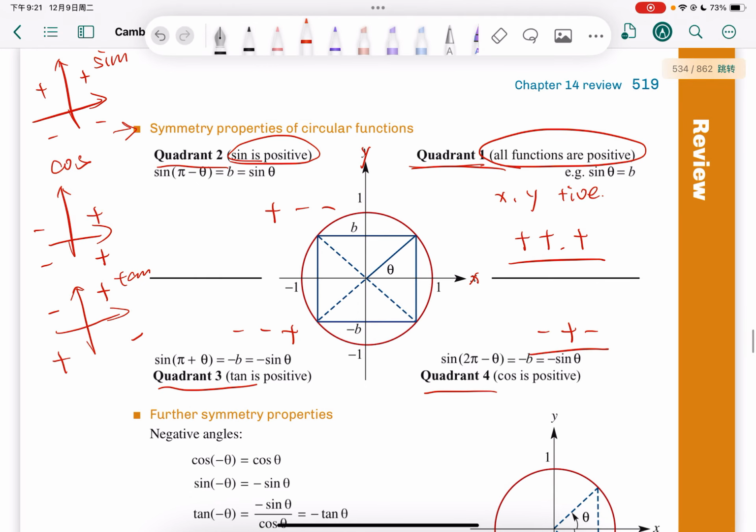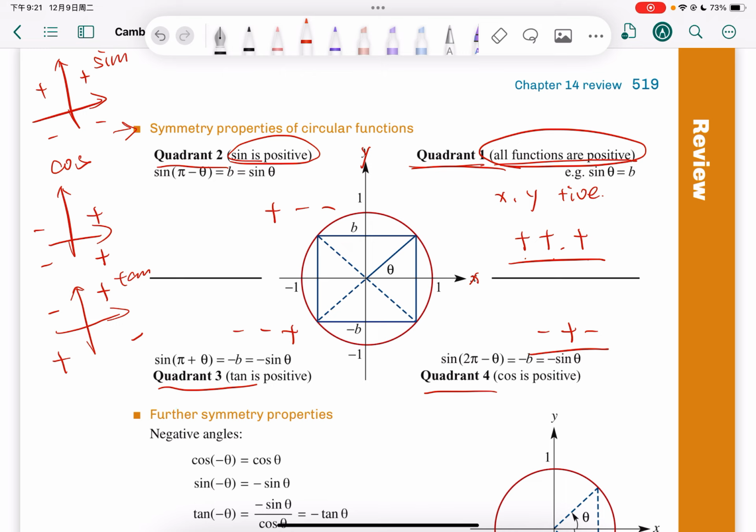So for the four quadrants: in the first quadrant all functions are positive, so sine, cos, and tangent are all positive. In the second quadrant, only sine is positive and the others are negative. In the third quadrant, only tangent is positive. And in the fourth, only cos is positive.